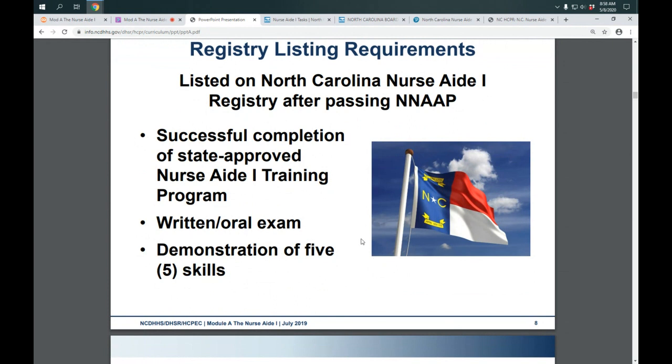All right, if you notice in your text it says you're going to have 3 times. So if you don't pass it the first time, don't worry about it. Some people, their nerves just get the best of them, and they do need to take it again. If you do, you have 3 times that you can take it.